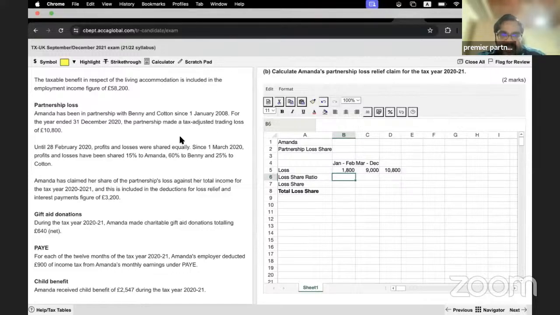Which part do I need to explain again, Razi? Why I split it between the two periods or how I split? Right. What I am trying to say is their period is from Jan to December, their counting period. They are changing the profit sharing ratio on 28th Feb. So first 2 months they are going with the old profit sharing ratio. The balance 10 months they are going ahead with the new profit sharing ratio. Are we agreeing on that?